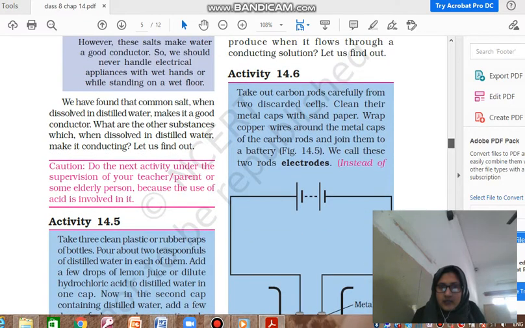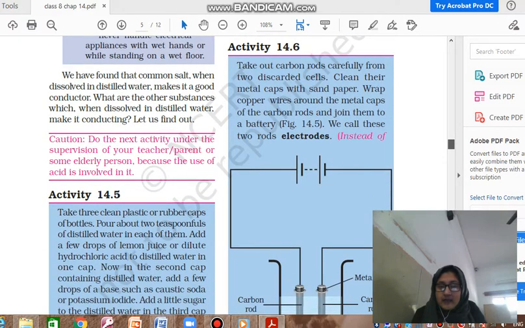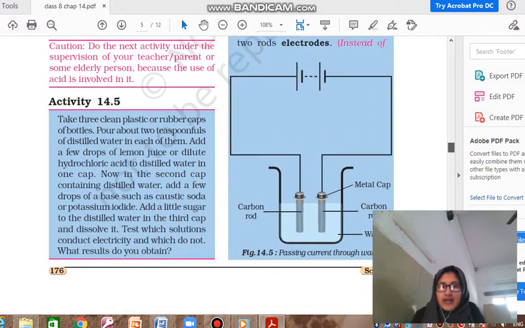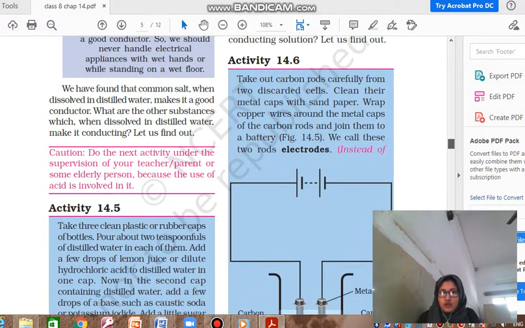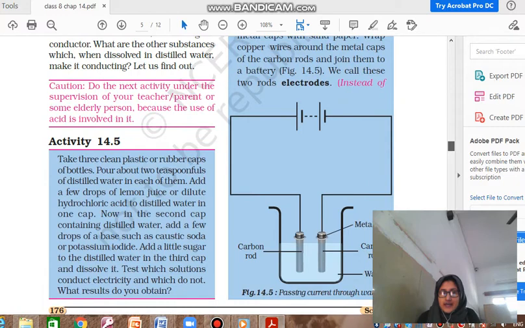Now next, you have to clean their metal caps with sandpaper. Rub it with sandpaper until it is completely clean. Now wrap copper wires around the metal caps and join them with a battery. As they have connected this metal cap, wind a copper wire around it and connect these to the cells as shown in the figure. Next, we call these two rods electrodes.